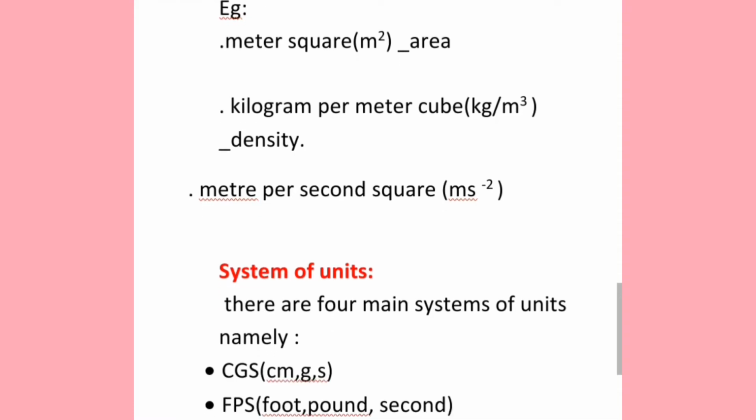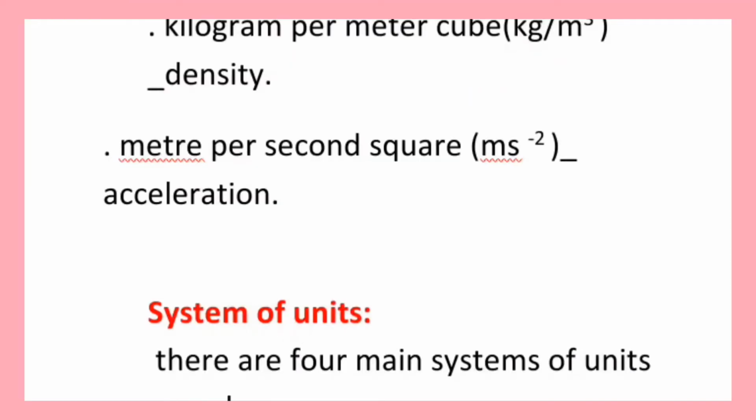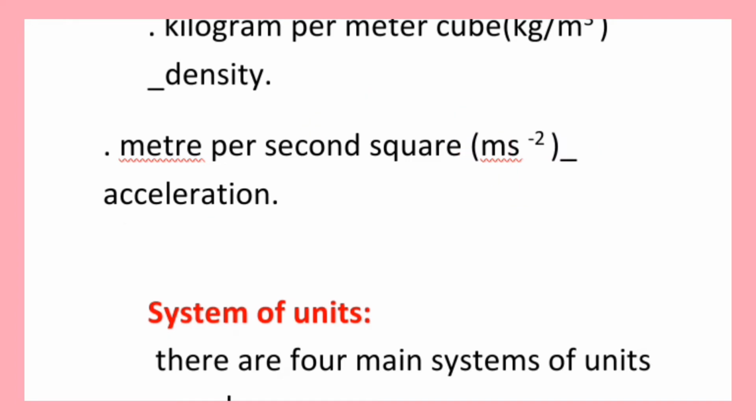Next, the derived unit of density is kilogram per meter cube, that is kg per meter cube. See, this is a combination of two fundamental units. Next, the derived unit for acceleration is meter per second square. Meter per second square, or when you take it to the numerator, we can write it like this also, meter second to the power minus two.